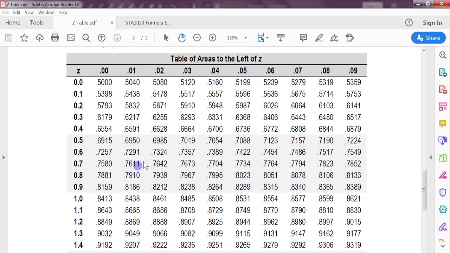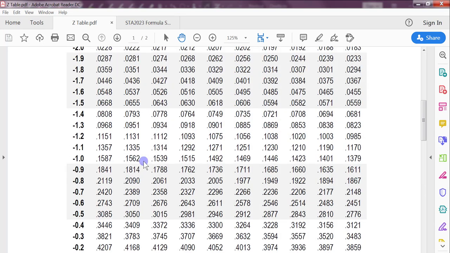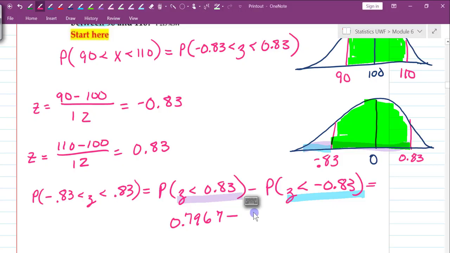So we're going to come up to the negative 0.80123. So it's 2033 right here, 0.2033. So 2033 subtract 2033. We're going to put that in our calculator.